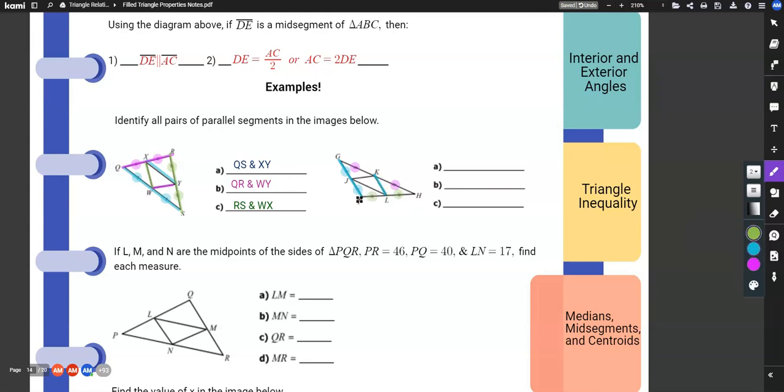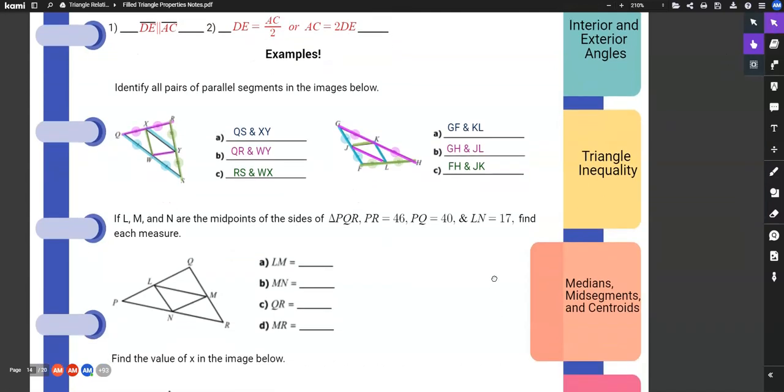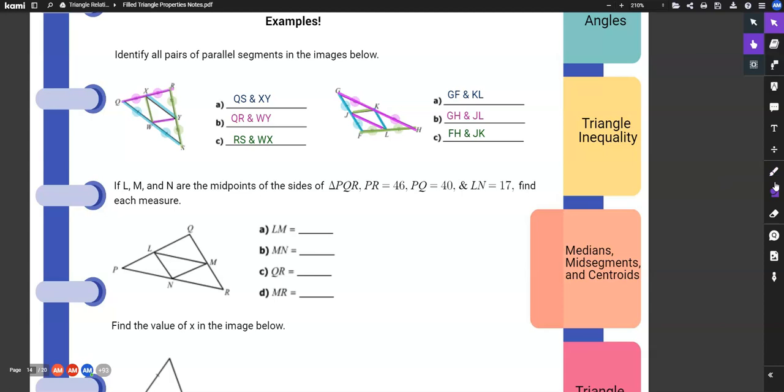We have FH parallel to JK. And finally GH is going to be parallel to JL. So let's go ahead and write that down. On the next example, we are going to go ahead and add the congruence tick marks and the highlighting.